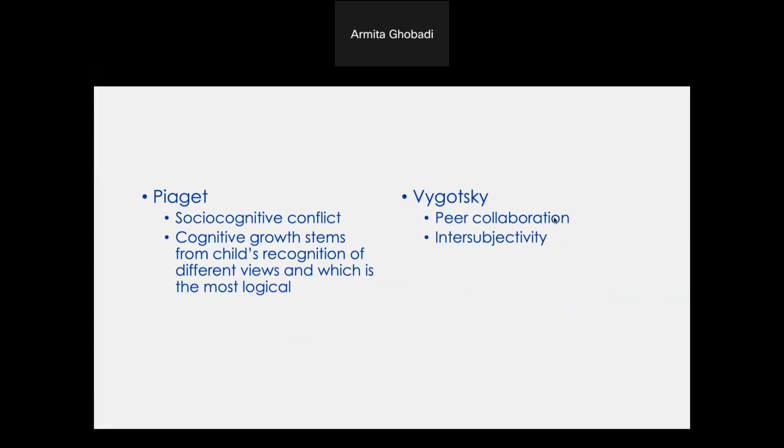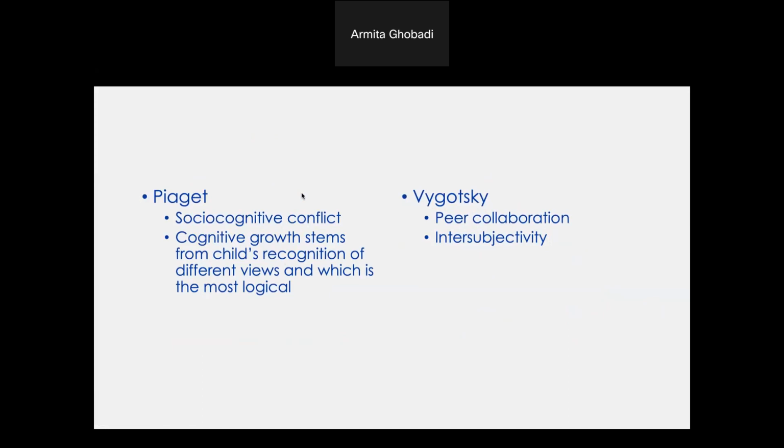Make some notes for yourself and understand Vygotsky, then you will be able to understand Piaget better, because Piaget's theory has a lot to say. So if you start with Vygotsky, you can understand the whole differences better. Another point in Piaget is socio-cognitive conflict, and the idea that cognitive growth stems from a child's recognition of different views and different logics. They are all in your book, and they all have different examples that can help you understand them better. Go for that.